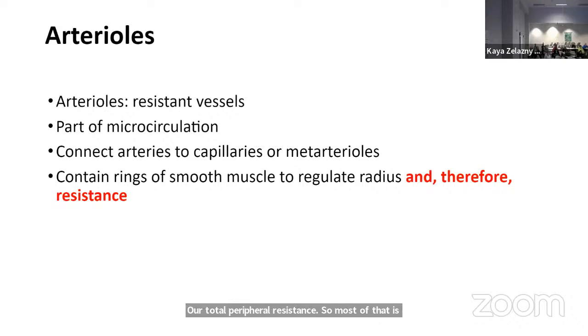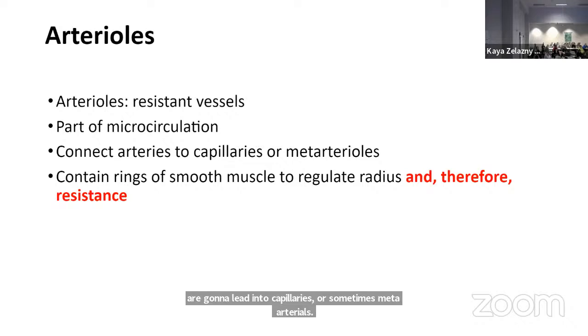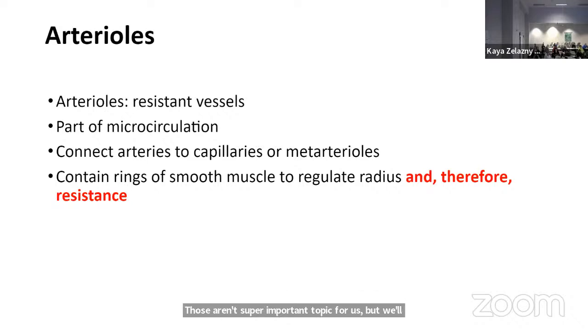Okay. In terms of what they're connected to, after our arterioles, right? So the arteries led into arterioles. After our arterioles, we're going to lead into capillaries, or sometimes meta-arterioles. Those aren't super important topics for us, but we'll touch on them briefly later. But they're basically taking us from where we're pushing blood out of the heart to the capillaries, where we're going to have exchange between our blood and our tissue.